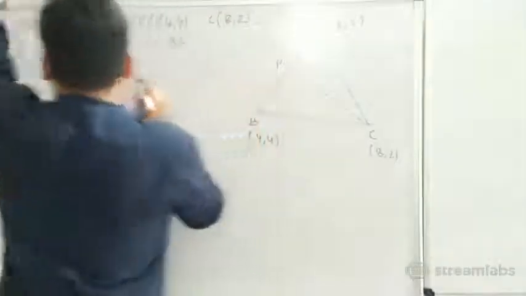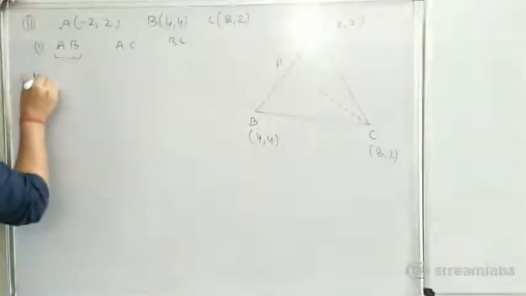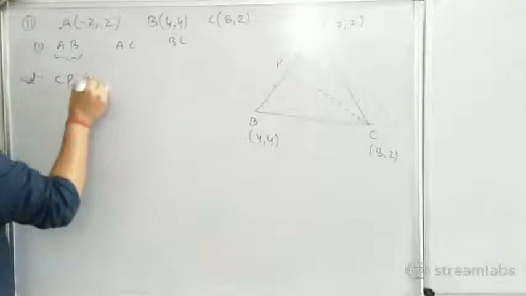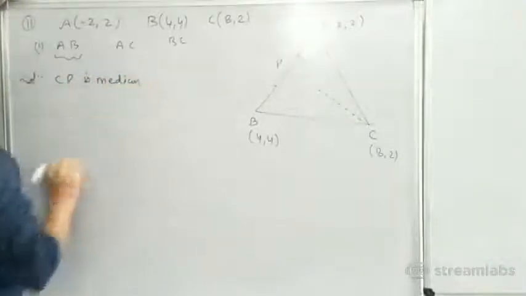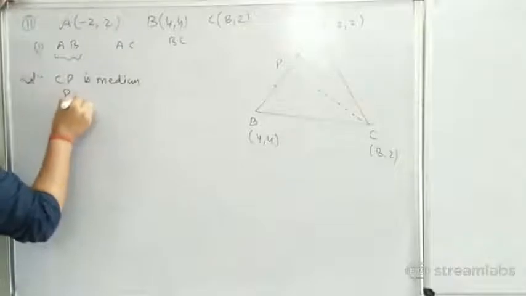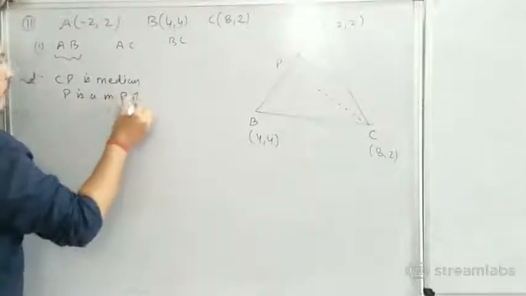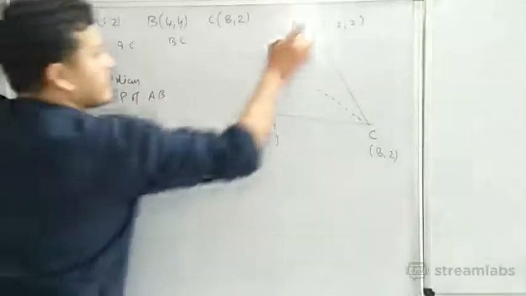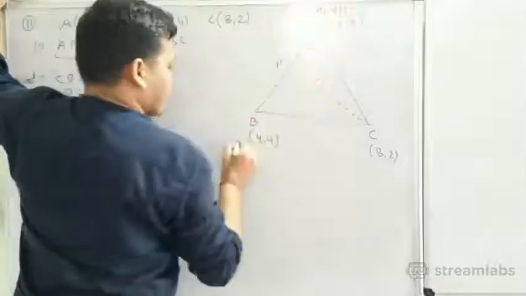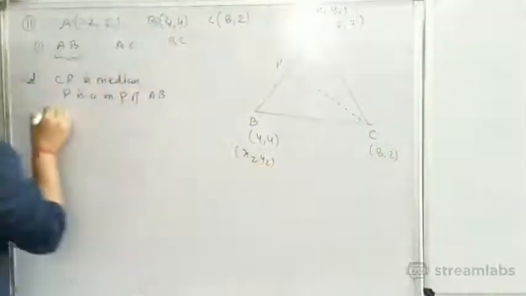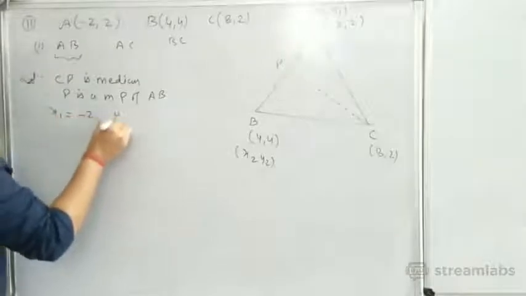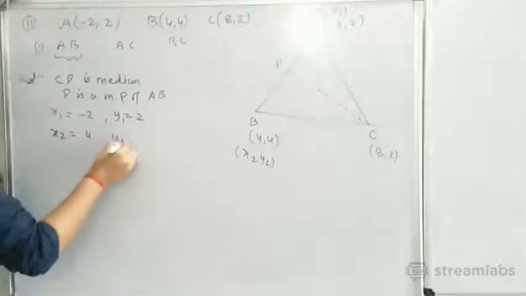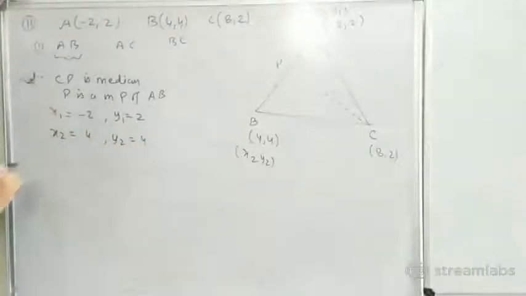Okay, so P is the midpoint. Write the solution here: since CP is a median, therefore P is the midpoint of AB. So what is the coordinate of P? You can take this point as x1, y1 and this point as x2, y2. So x1 is equal to -2, y1 is equal to 2, x2 is equal to 4, and y2 is equal to 4. These are the conditions here.